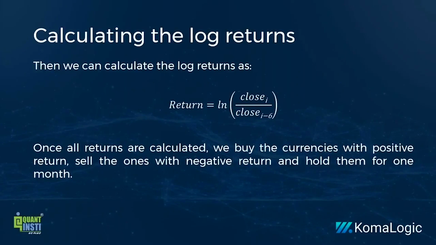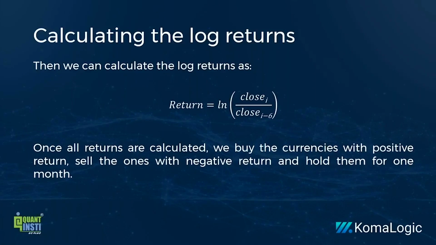And why log returns and not normal returns? Just to make sure that we take any compounding that could be inherent in the time series, okay? Because when we rebalance, if we make any profit, the idea is to reinvest all the profits that we're making. So we are actually benefiting of compounding interest. And again, now we have all the returns calculated. And the only thing that we need to do now is to buy the currencies with positive returns over the 6 months, sell the ones with the negative returns, and hold them for 1 full month.